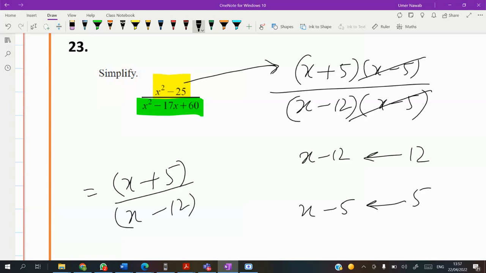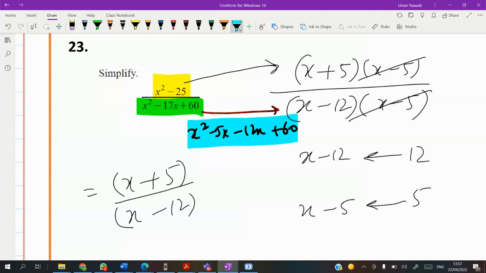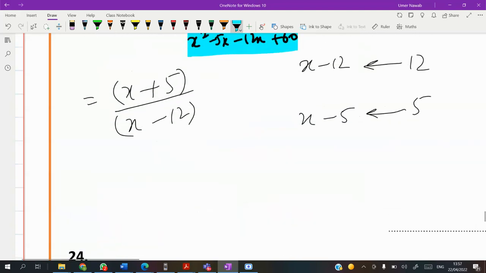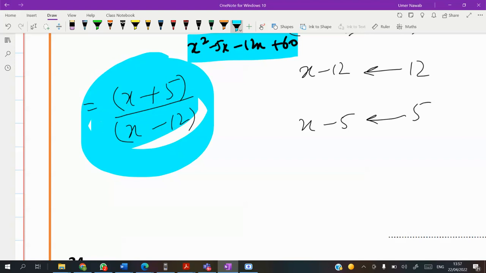Again, I will suggest you, I wrote my answer directly from this to this. If you want to write the intermediate step, you can show the examiner that it is x squared minus 5x minus 12x plus 60. Then he will think that you are using the factorization technique. But the final answer is this.